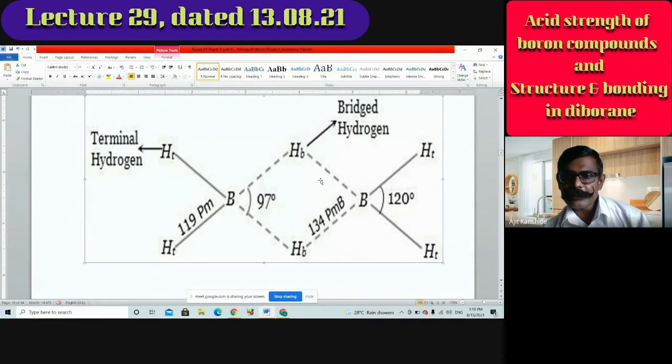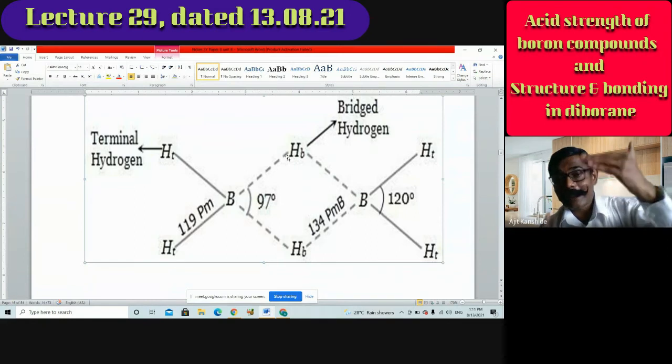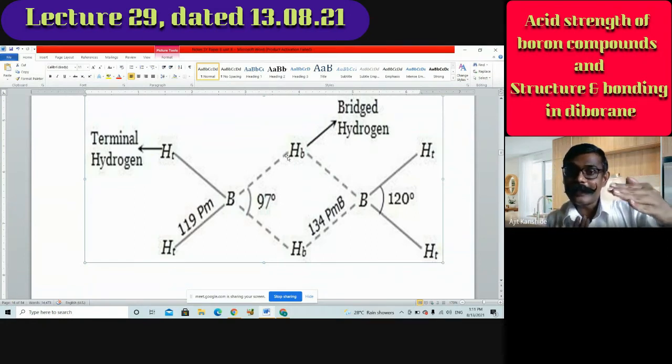Now whichever bridged hydrogens are there, those link to both borons, this boron also and this boron also. So it is like a bridge, no? One bank of the river and the other bank of the river, one boron and the other boron, and that is linked by means of what? Bridge. So this hydrogen works like a bridge, and is said to be bridged hydrogen. So bridged kind of bonding is there.